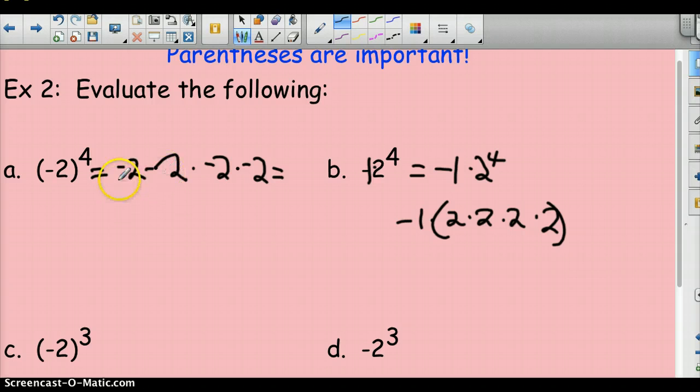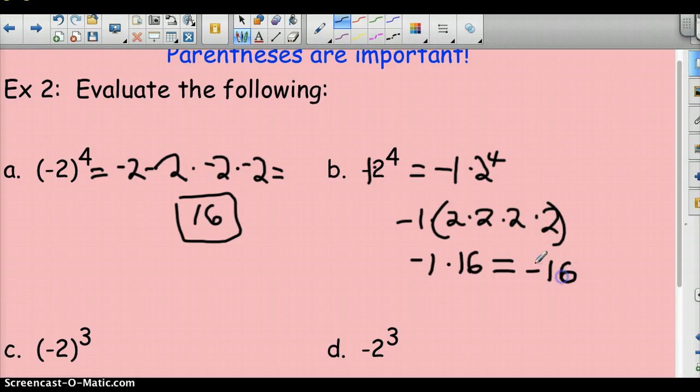Let's check the results. Up here, -2 times -2 is +4, times -2 again is -8, times -2 one last time is +16. We have +16 here. Over here, however, I will take care of the power first, so I will multiply all these 2's together. 2 times 2 is 4, times 2 is 8, times 2 is 16. But from there, I still need to multiply the -1 times the 16. That's why the result here is -16. My point here is that parentheses are very important, and we need to be extremely careful.